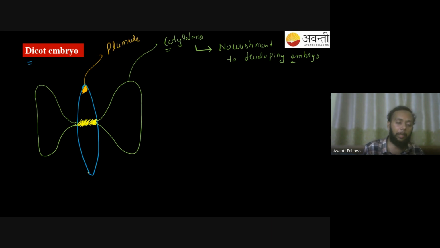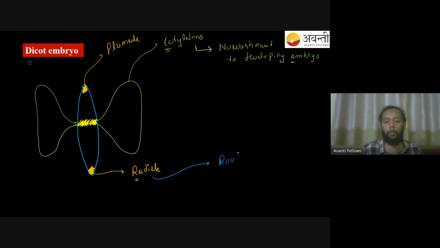Right? Similarly, you will have a lower region. The lower region over here is called my radicle. याद रखना, radicle is a site from where I'll get to see my root system come out. So यहाँ से मेरा root system निकल के आएगा.